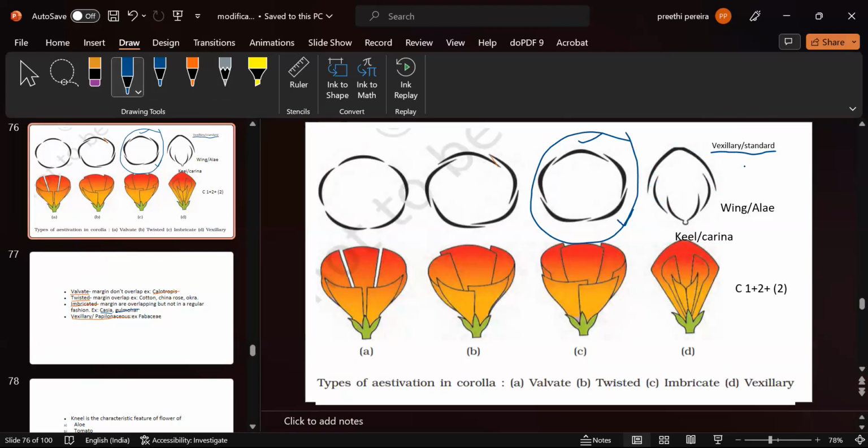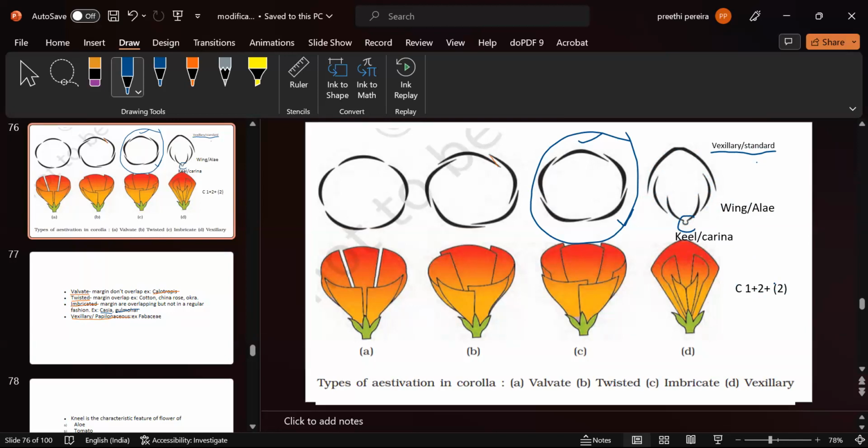So I can see how many whorls there are in this corolla. There are 3 whorls. 1, 2, 3. The outermost whorl is this one. We call that petal the standard or vexillary petal. This is the second whorl. How many petals are there in the second whorl? 2. So I've written 1 plus 2. These two we call wing petals or alae. And the third whorl is this one where they are fused. See, they are fused. We call these two petals keel petals or carina.